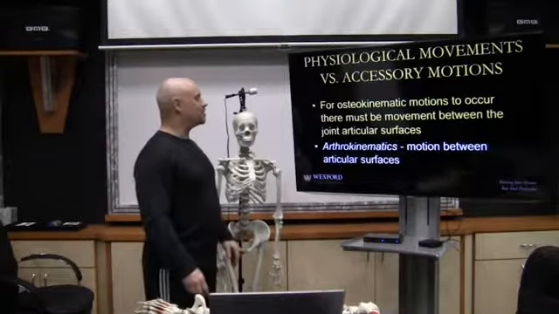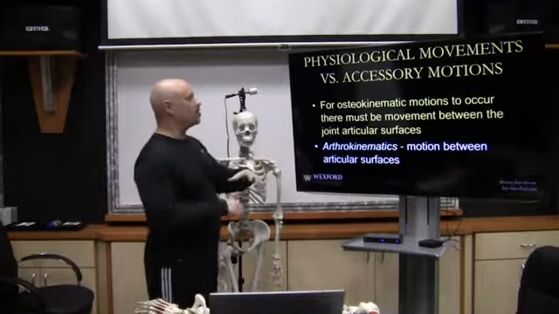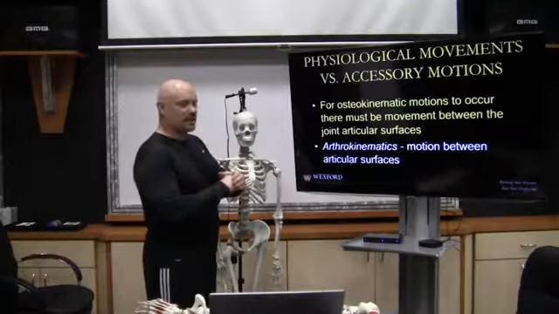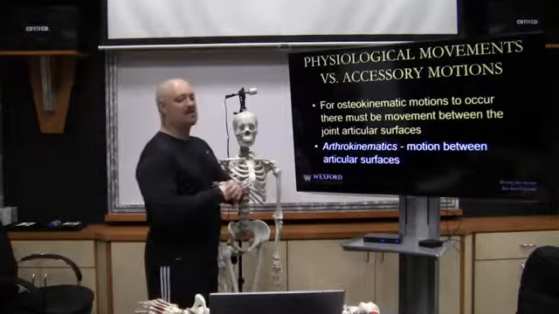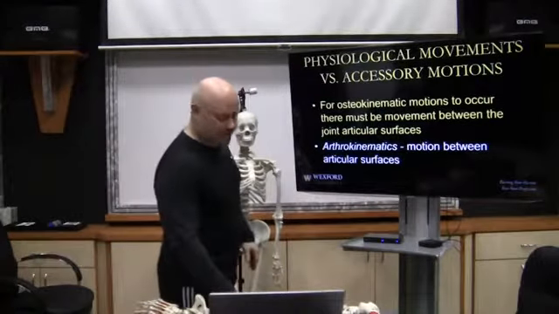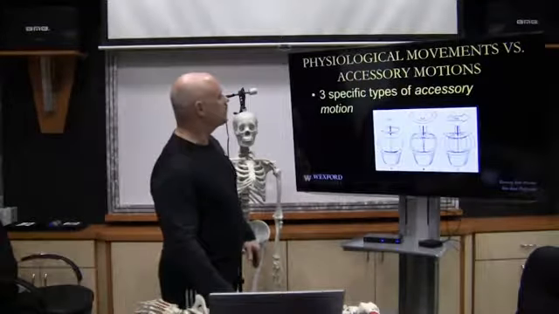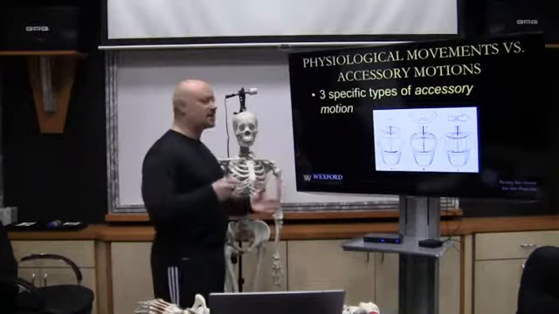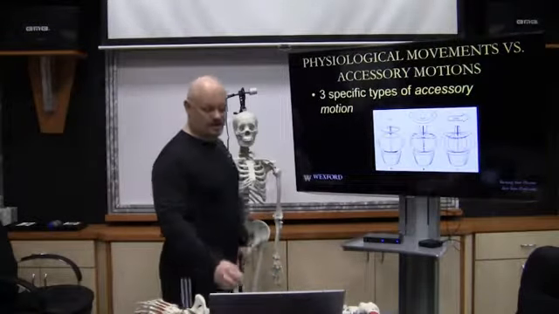Arthrokinematic motions are motions between the articulating surfaces. So osteokinematic motion is the movement of the bones, and arthrokinematics is motion between the joint articulating surfaces. Now the three specific types of accessory motions: we have spin, we have roll, we have glide.